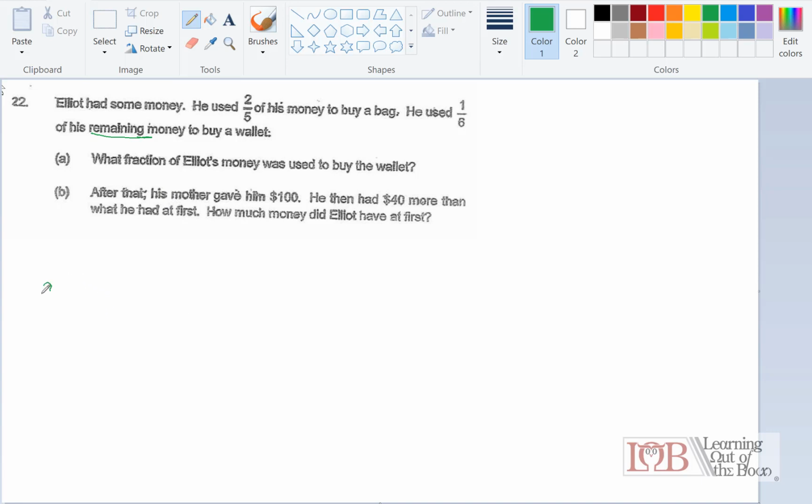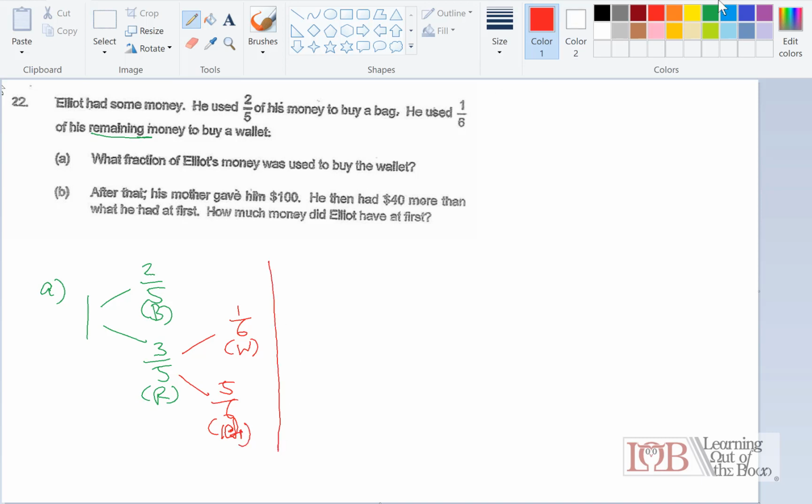Okay, in this case, you want to use branching because branching will give you the answer faster, in my opinion. So this is remainder, which is 3/5, because 1 whole minus 2/5 is 3/5. Then you branch out again from the remainder. So 1/6 for the wallet and then 5/6 left. Okay, so to find the actual fraction of Elliot's money, there will be this part called the total fraction.